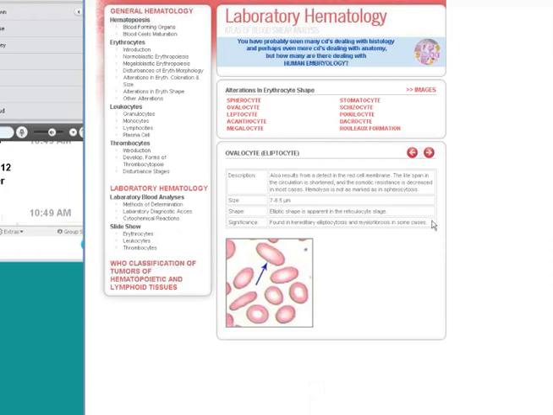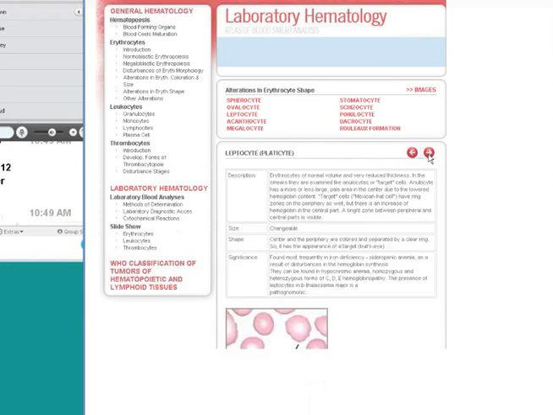Here's an elliptocyte or an ovalocyte. And you know what? I don't think it's important right now for you to know all of the differential diagnoses of all these conditions. If you rattled off the differential diagnosis of ovalocytosis, I'd be impressed. But really, all you've got to do is see one in the lab and then just Google it to see what the common things that cause it are. So I want to show you more the variation rather than the differential diagnosis.